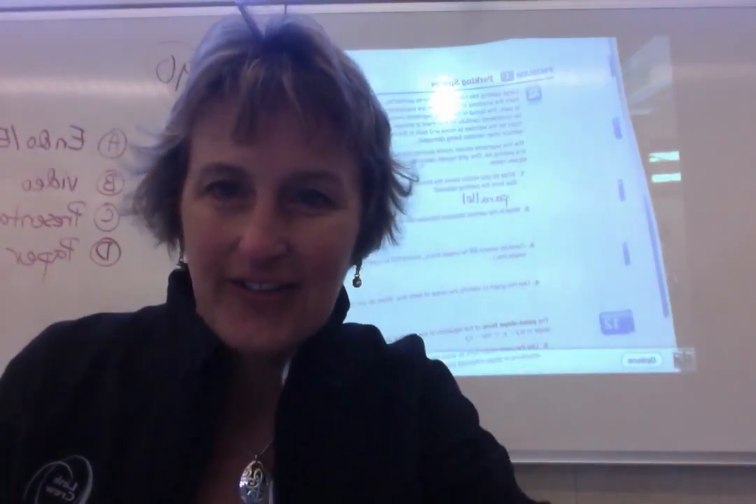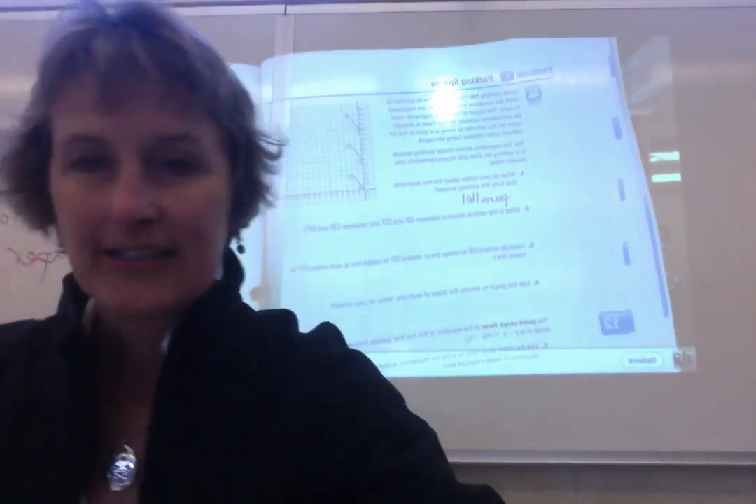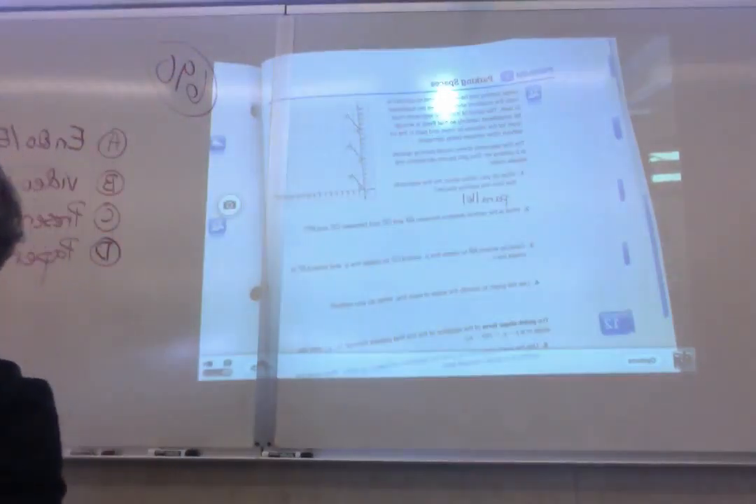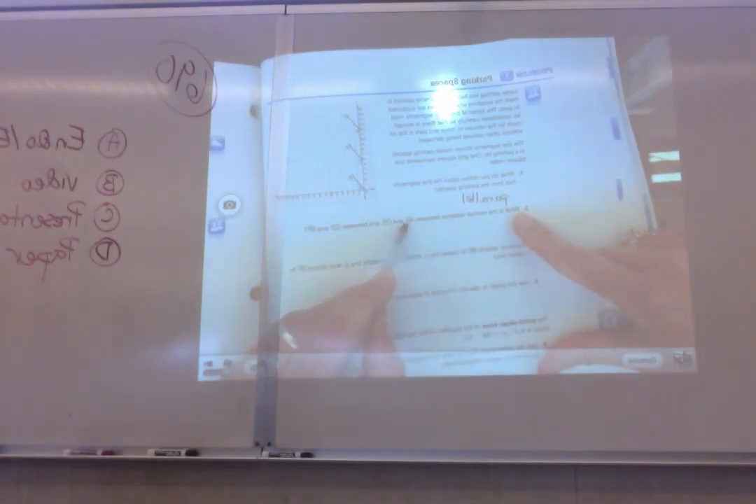Good morning. We are on lesson 12.4, problem 1, page 690. What is the vertical distance between AB, CD, and CD, EF?